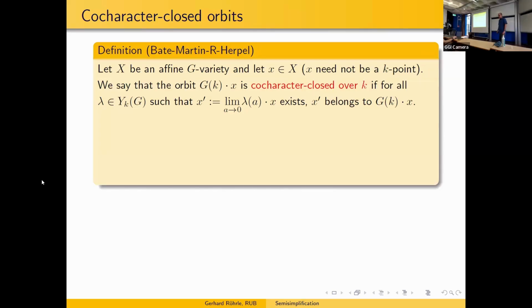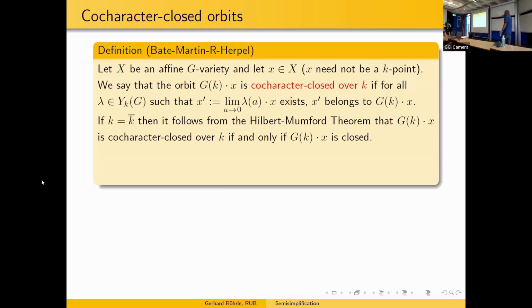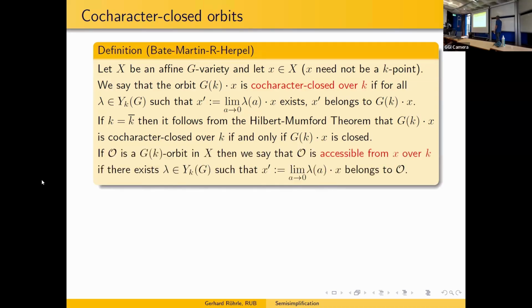If whenever I take a K-defined co-character and the limit exists, acting with this one-dimensional torus, I haven't left this rational orbit, right? This limit exists, but this limit still belongs to this rational orbit. So it's co-character closed. I can't leave it by means of a K-defined co-character. And once again, if K is K bar, the Hilbert-Mumford theorem says this is co-character closed over K bar if the limit is closed. That's why we use this term, right?